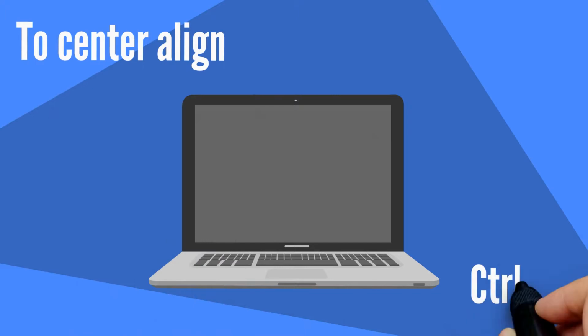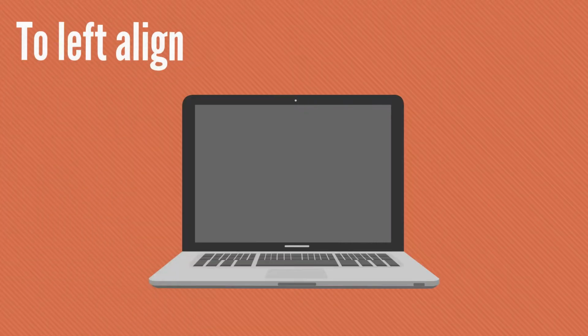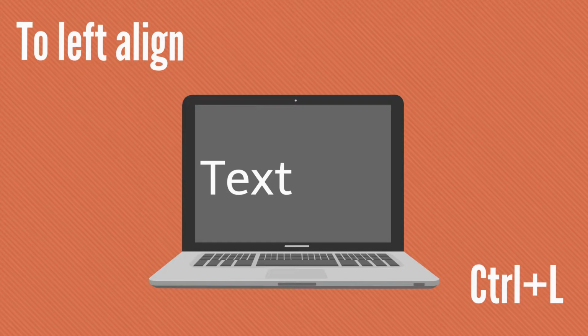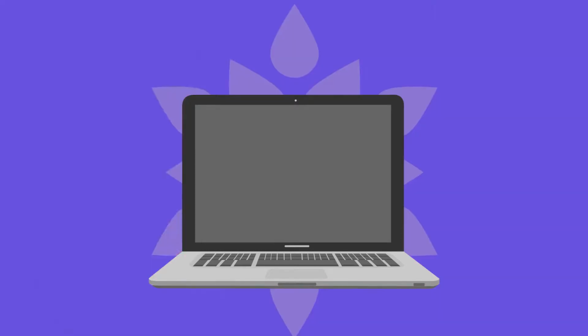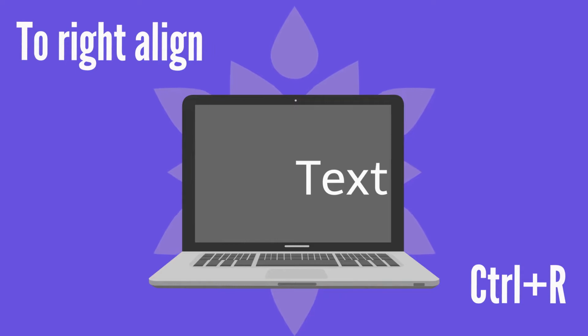To center align text, press Ctrl and E together. To left align text, press Ctrl and L together. To right align text, press Ctrl and R together.